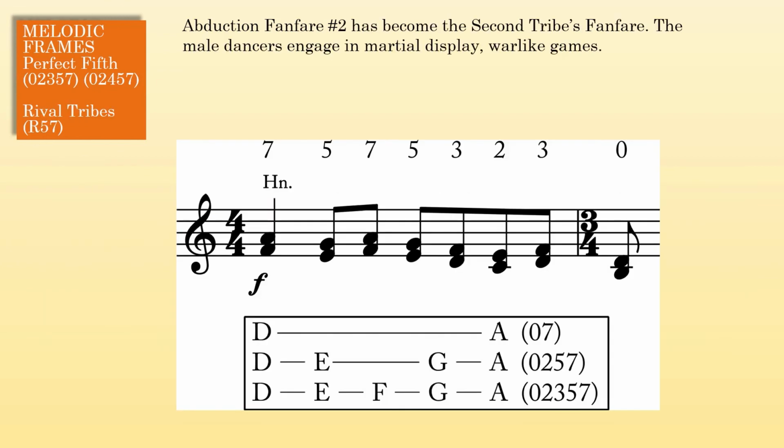Abduction fanfare number 2 returns in a later scene, the ritual of two rival tribes, where it functions as the second tribe's fanfare. The music is still in a military expressive mode as the male dancers engage in martial display and warlike games of mock combat.